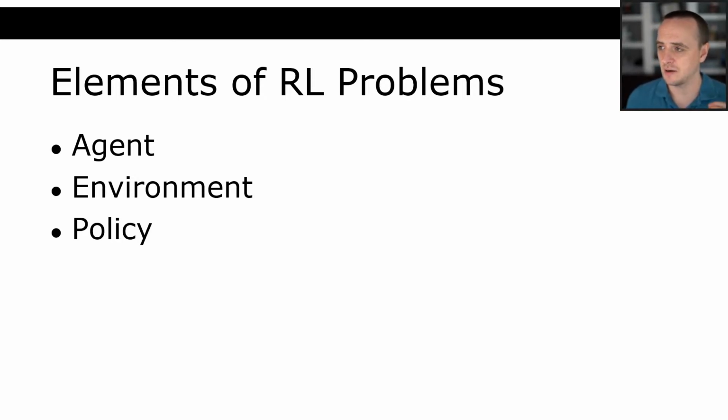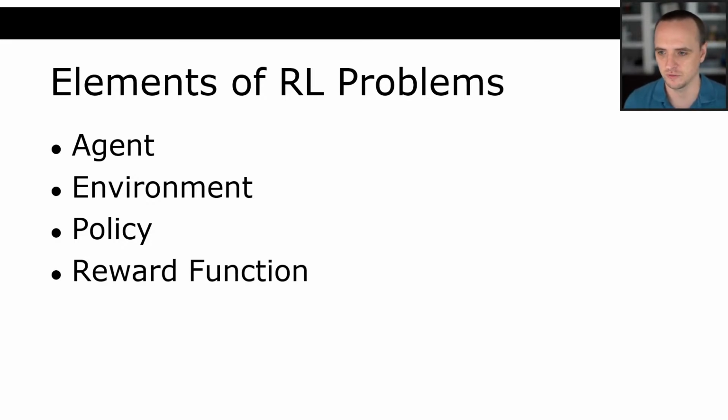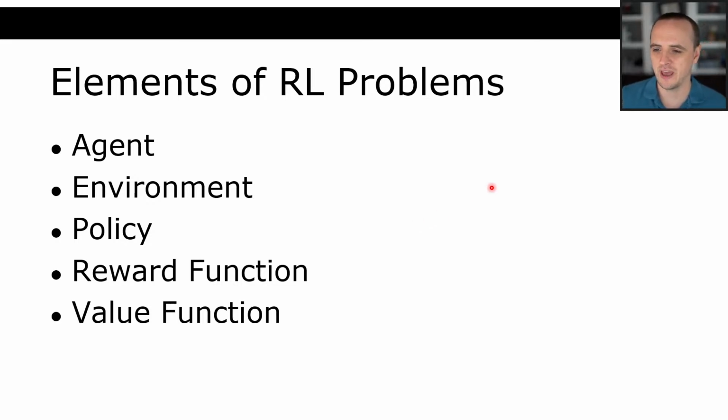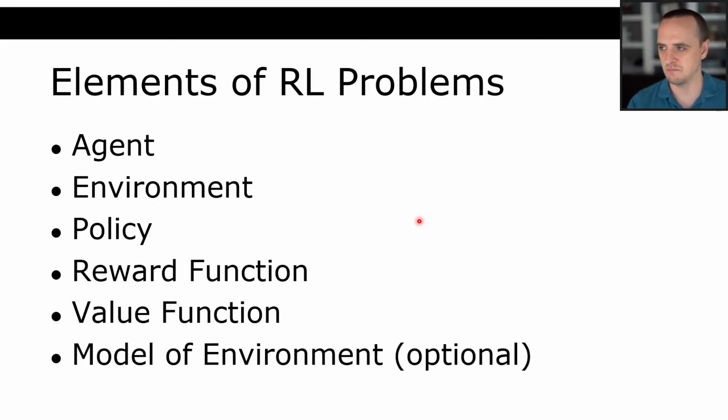We have a policy. That policy is going to be the thing that maps states of the environment to actions that we should perform. We're going to talk about that a lot more in the future. We have a reward function, which tells us, okay, if I take an action from my policy in a specific state of the environment, what is the reward that I get from doing that? Next, we have a value function, which essentially says, how much do I like being in this state? Or how much do I like doing this action at this state? And then we also could have a model of the environment.